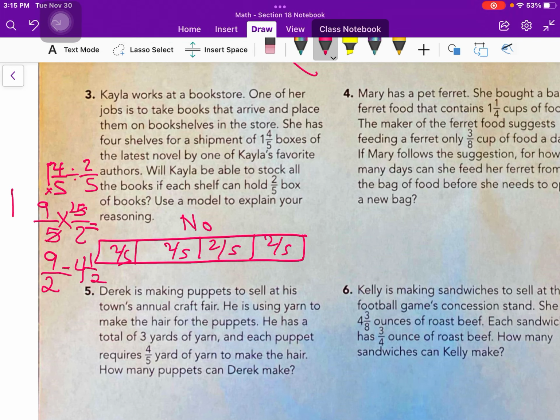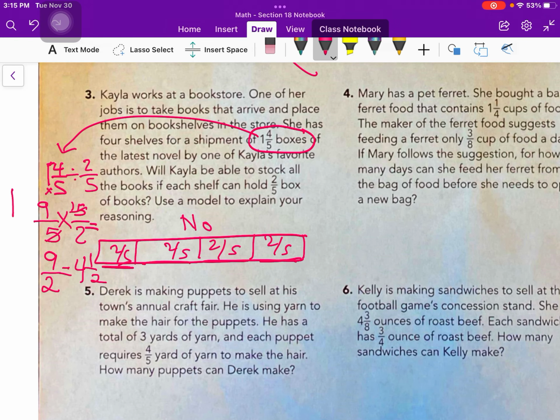All right, so here's her 4 shelves that she has, and each shelf holds 2/5 of a box. We need to know how many 2/5 are in 1 4/5. We're trying to decide if you can do this or not. So it becomes a division problem. So we're basically taking 1 4/5 divided by 2/5. Well, we just decided to do the keep, change, flip.